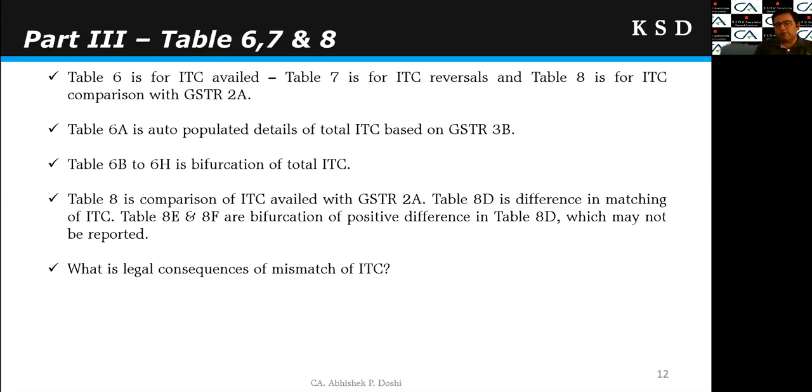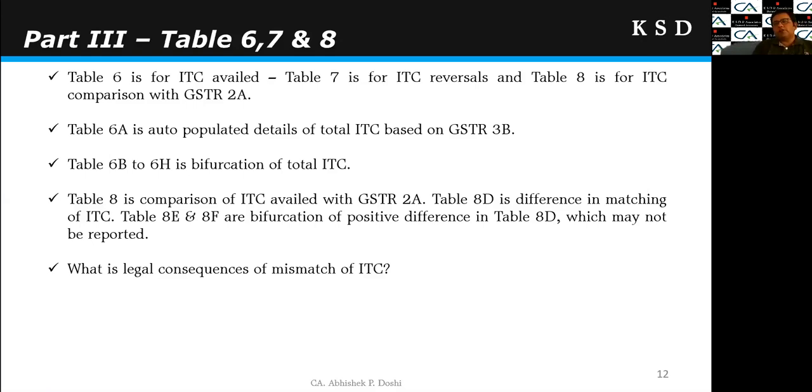If there is a positive difference, they further ask in 8E and 8F to report the various accounts on which there is a positive difference: ITC available but not availed, and similarly various reasons. But one may choose not to report under 8E and 8F because it does not have any legal consequences or legal impact. So we should stop at whatever difference comes in 8D. We should give 8A as per 2A, 8B and C, ITC availed as per 3B, the difference in 8D, and we should stop there only.